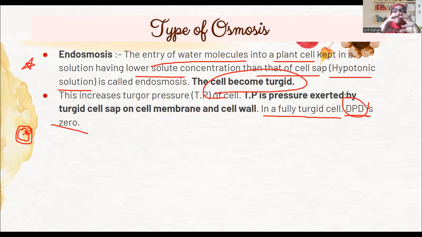So when a cell becomes fully turgid, it has swollen to its extent and no more water can come inside, otherwise the cell will burst. That is just a common understanding. So at that time, what is DPD? It is 0, because now the thirst has been quenched. In a fully turgid cell, the DPD will be 0.